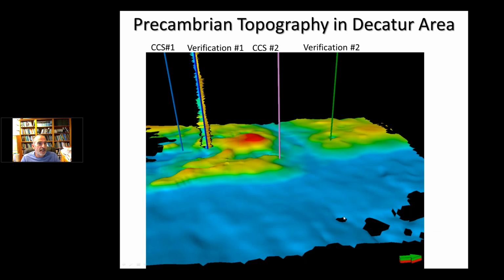Here's some time slicing looking at the Precambrian topography in the Decatur area with the wells superimposed. And the significant point here is that there is Precambrian topography onto which sediments were draped and are interbedded. And especially in the second phase of the project, it's becoming of great interest as to what role that might exert on the location of any microseismicity.